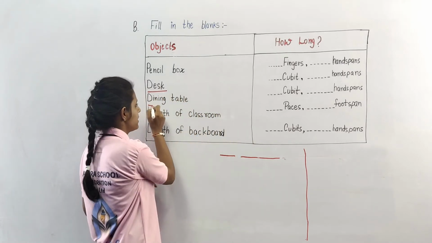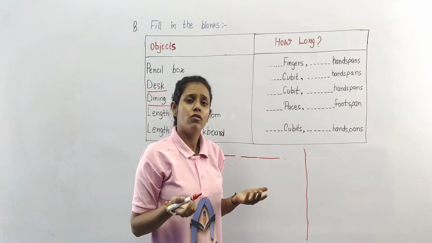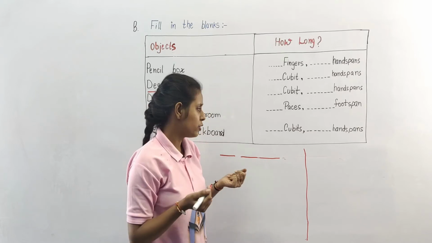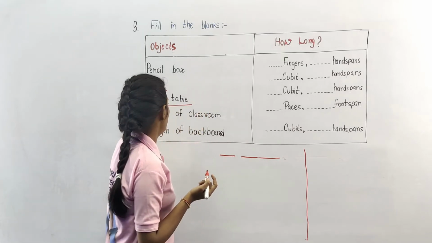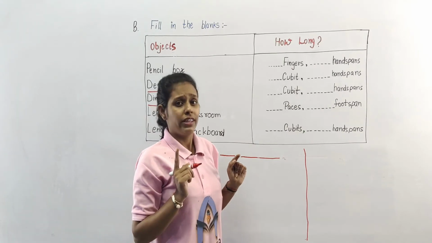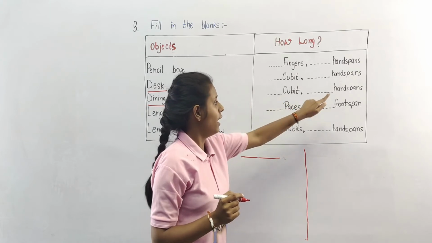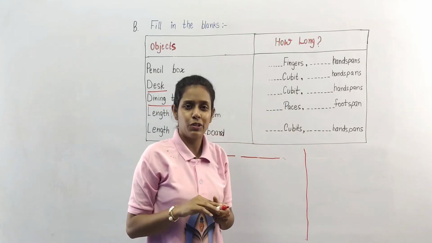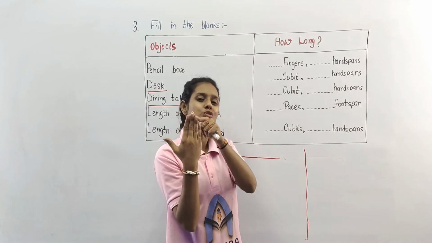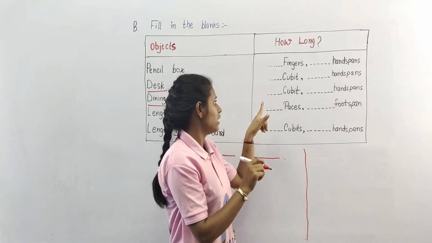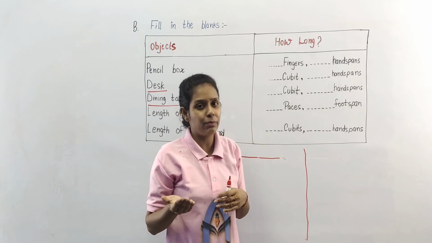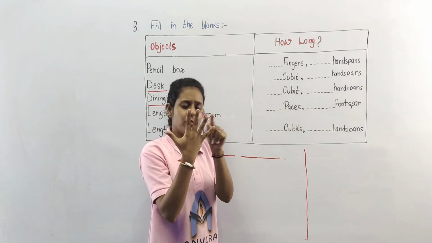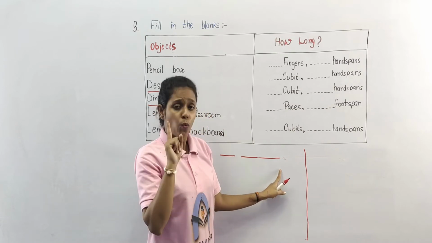Our next object is a dining table. What is the use of a dining table? A dining table is used to eat food, to take your meals. Now, you have to measure the length of the dining table with cubit and hand span. How can we measure a cubit? We measure a cubit from our elbow to our longest finger. So you have to write how many cubits long your dining table is. And next is hand span, from thumb to smallest finger. Now this is one hand span.